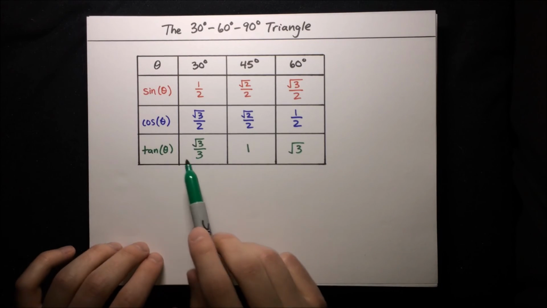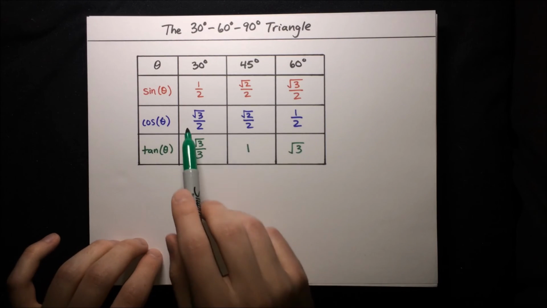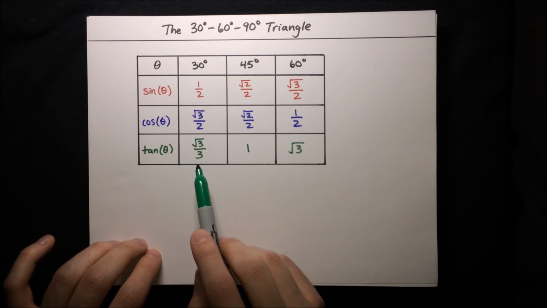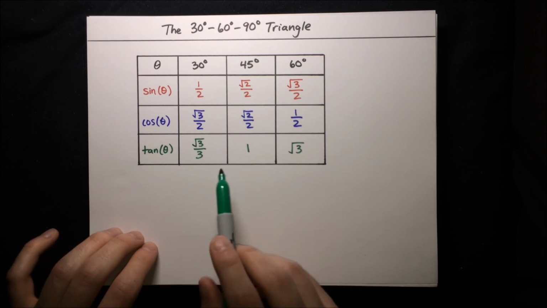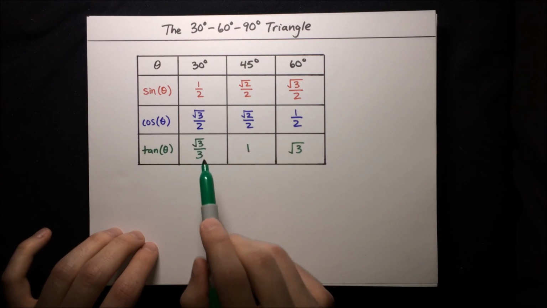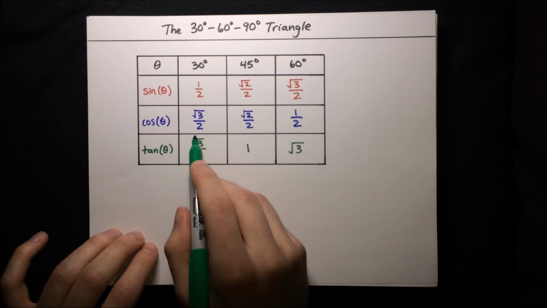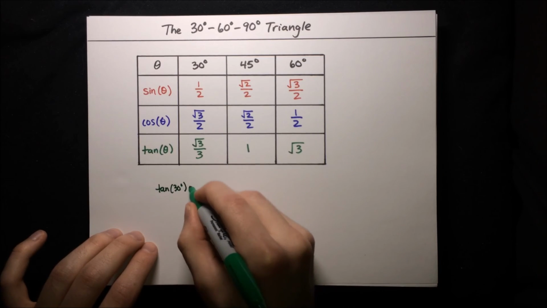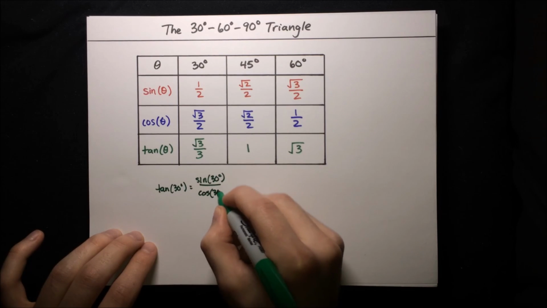So tangent is a little bit different. You might notice that it has a bunch of 3s and a 1, so there's no 2s in tangent. For 30, 45, and 60 degrees, it goes root 3 over 3, then 1, then just root 3. If you ever forget tangent though, remember you can always get it by just taking the ratio of sine to cosine. Say you forgot what tangent of 30 degrees is, then you could remember, well, sine of 30 degrees is a half, and cosine of 30 degrees is root 3 over 2, so tangent of 30 degrees would be sine of 30 degrees over cosine of 30 degrees.